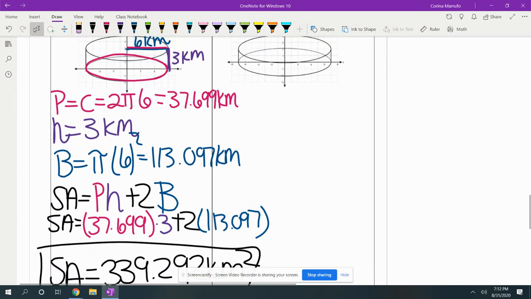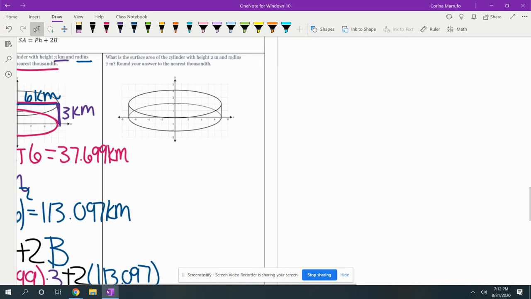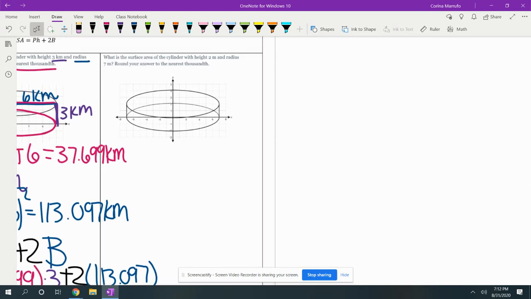All right, the next one. It says, what is the surface area of the cylinder with a height of 2 meters? So this time, this piece right here is 2 meters, and our radius is 7 meters. So from here to here is 7 meters. So we're going to do the exact same thing. We need to use the formula PH plus 2B. So first we need to find the perimeter. But in this case, since it's a circle, we call perimeter circumference. So our circumference is 2 pi r.